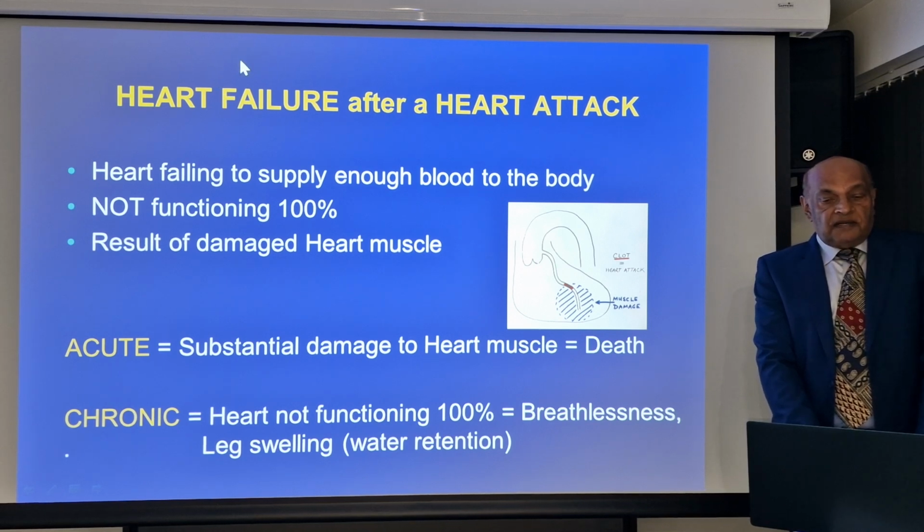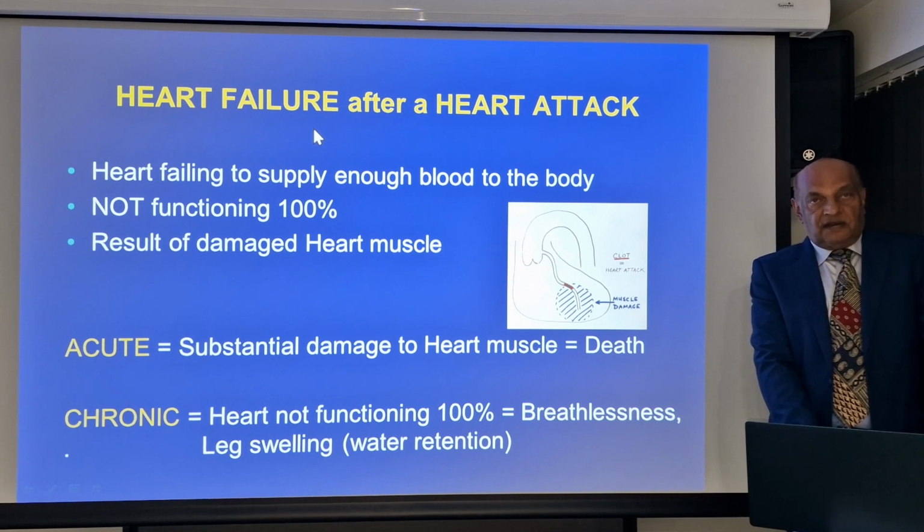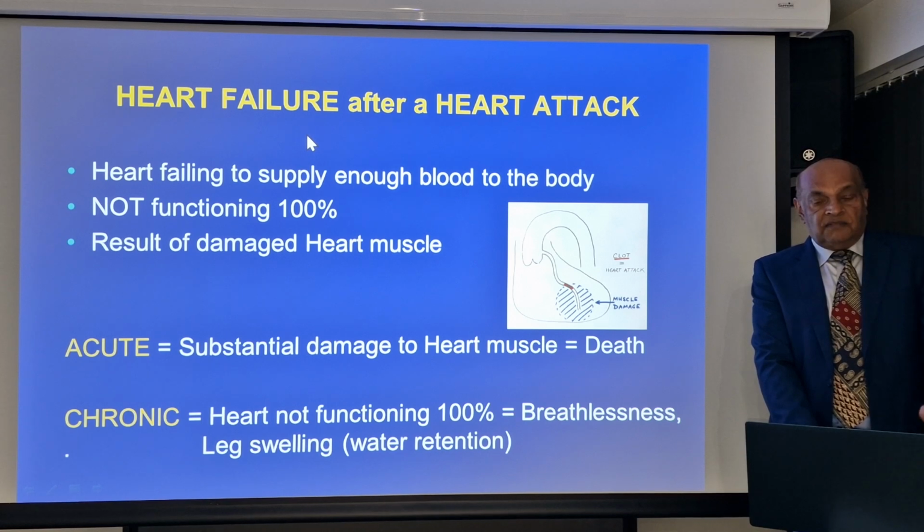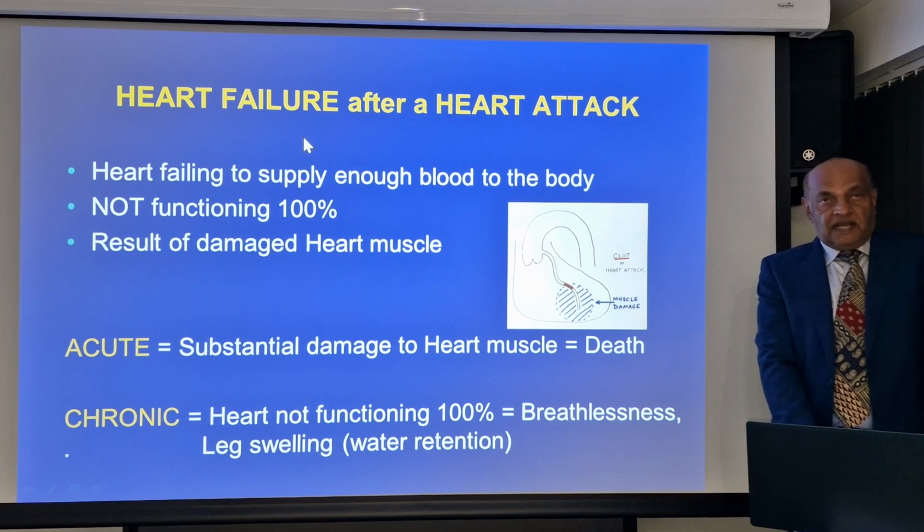When you talk about a failure in any part of the body, it usually means that it is not functioning 100%. So, for example, if somebody's kidney is only working 70 or 60%, they are suffering from kidney failure. In the same way, if your liver is not functioning as it should, it's called liver failure.